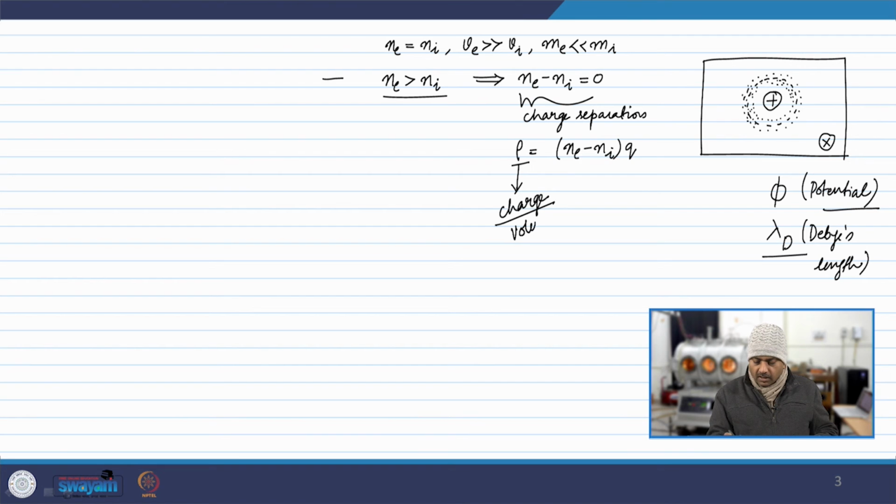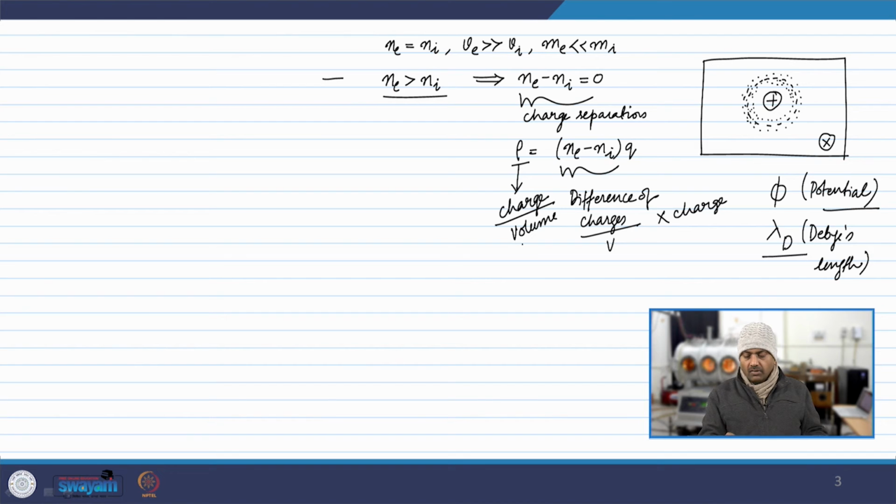This is the charge density, right? And this is, what is this? This is the difference of charge carriers, or charges per unit volume, multiplied by charge. You see, the difference is just a number, right? So we have the left hand side which is equal in dimension with the right hand side.